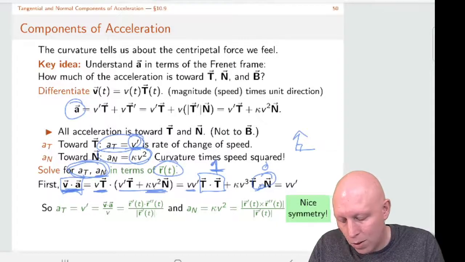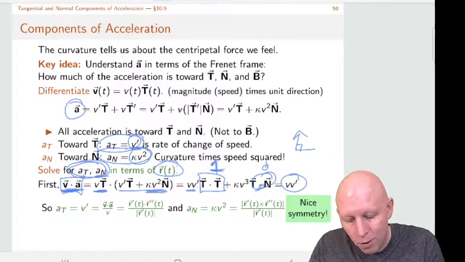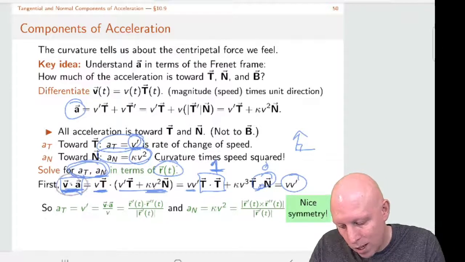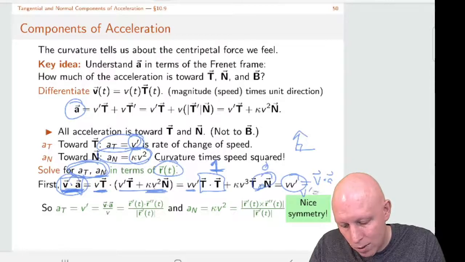Okay, so why is this helpful? Well, it's helpful because it's telling us that if we're looking for v primed, then v primed is going to be equal to v dot a divided by v. So v primed is equal to v dot a divided by v.